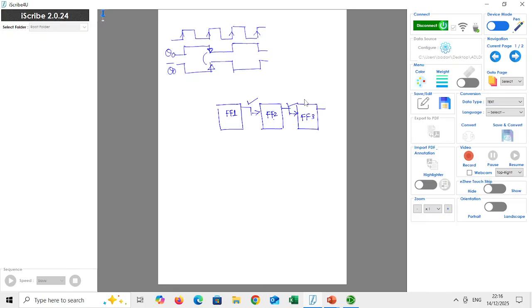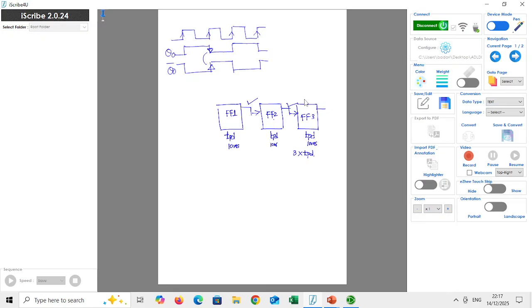That means that if the propagation delay of the first flip-flop is TPD, the propagation delay of the second flip-flop is TPD, and the propagation delay of the third flip-flop is TPD, then the total time required for the outputs to be visible on all the flip-flops simultaneously is equivalent to 3 into the propagation delay of each flip-flop. In general, if we take TPD for the first one as 10 milliseconds, 10 milliseconds for the second one, and 10 milliseconds for the third one, the total time required is 30 milliseconds.